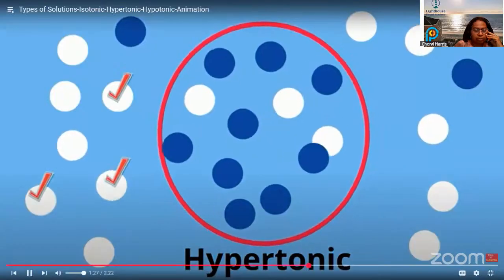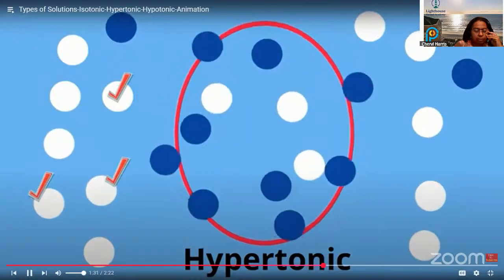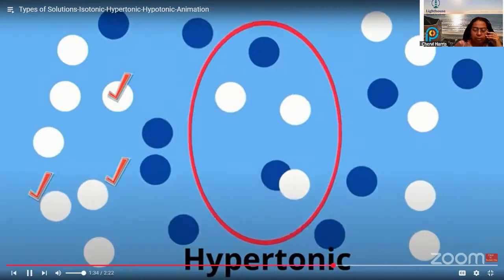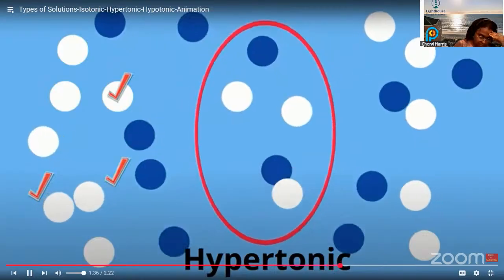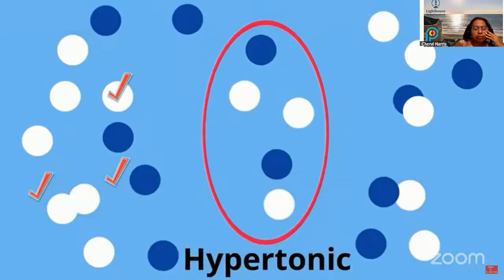As a result, you have a higher concentration of solvent inside the cell. So the solvent travels out of the cell, and the cell will shrink. The solvent always travels from high concentration to low.